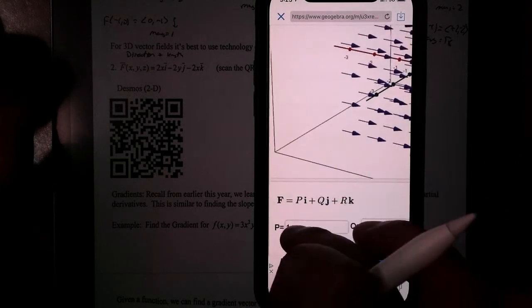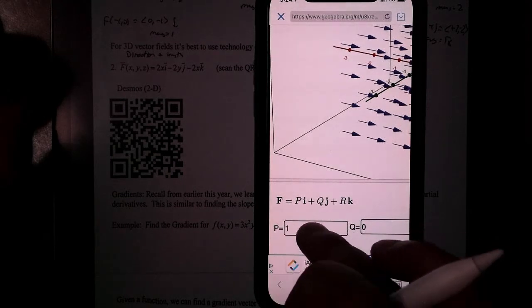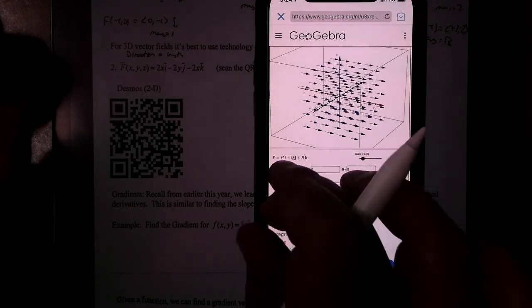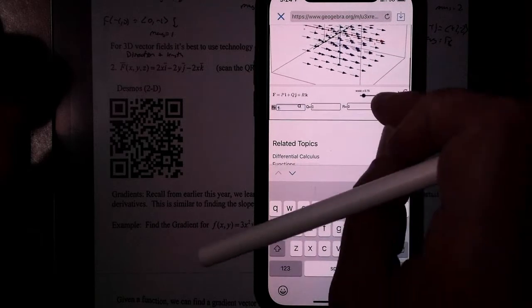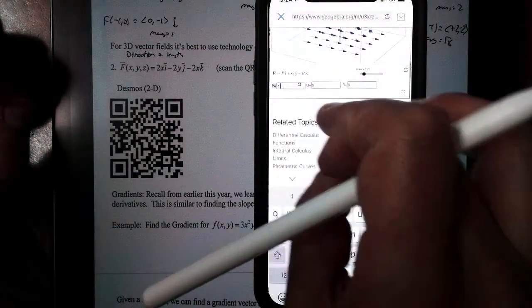Hold on. There it is. Okay? Maybe not. When technology isn't your friend. There it is. There it's working.